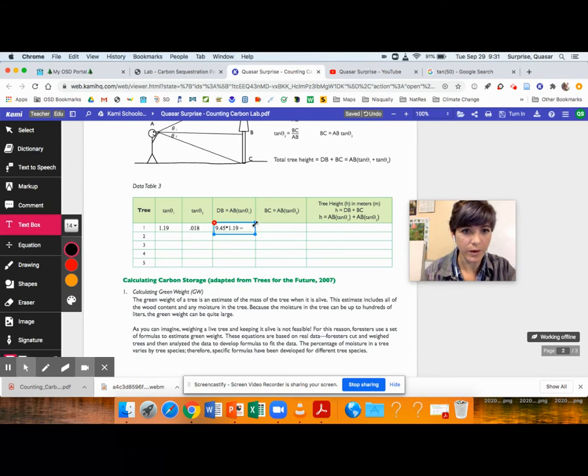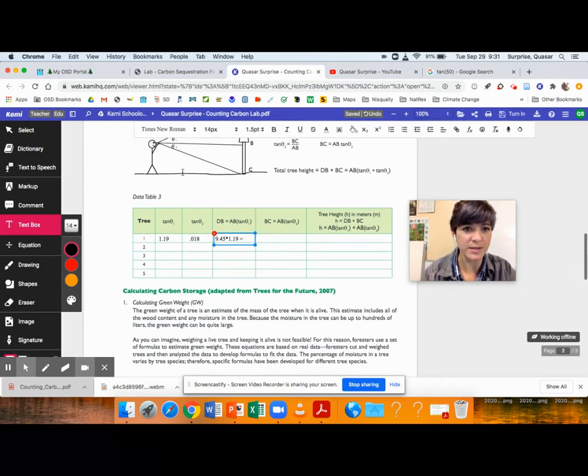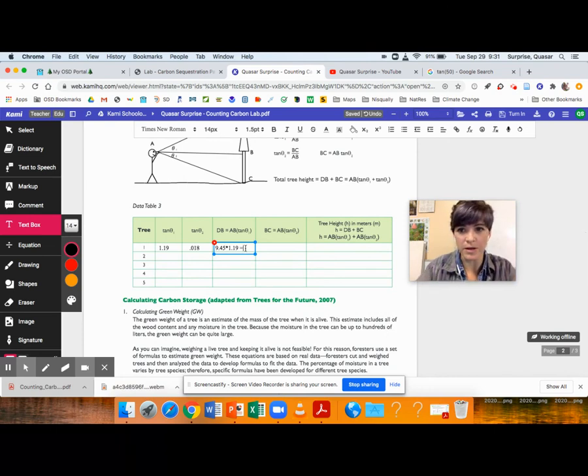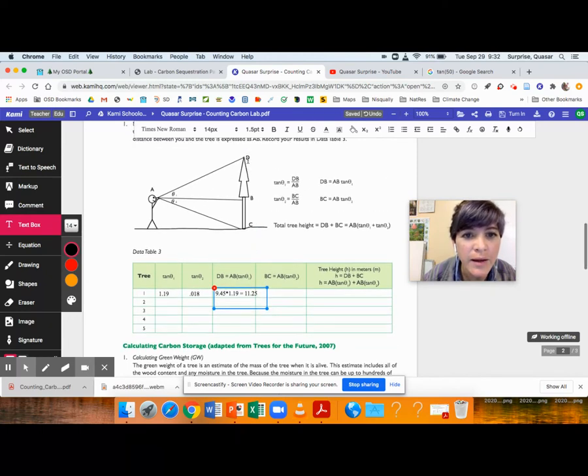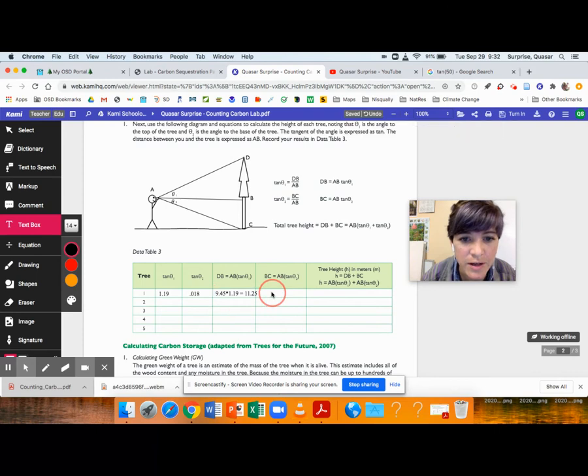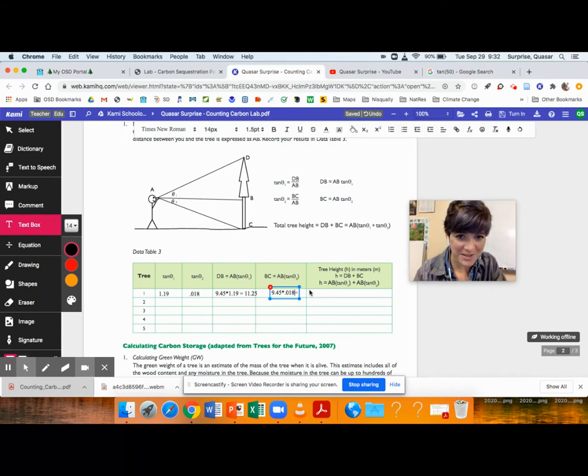Okay, so 9.45 was my AB. That's the distance between me and the tree, and that was in meters, right? So 9.45 meters times 1.19, which is the tangent of theta 1, equals 11.25, again rounded to the nearest hundredth. And that is my distance dB, the height of the tree up to eye level. And then the next part of the tree: again, my AB, 9.45, times the tangent of theta 2, which was 0.018, and that equals 0.17.